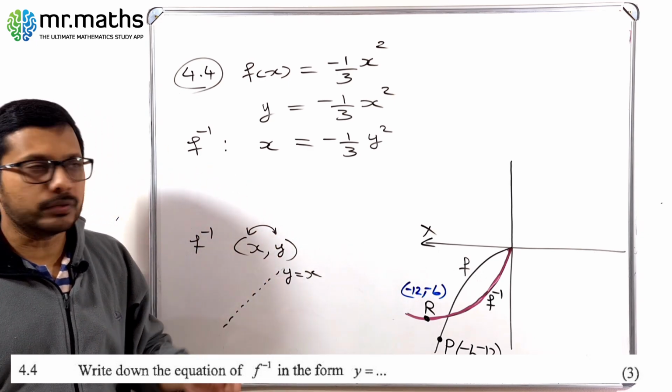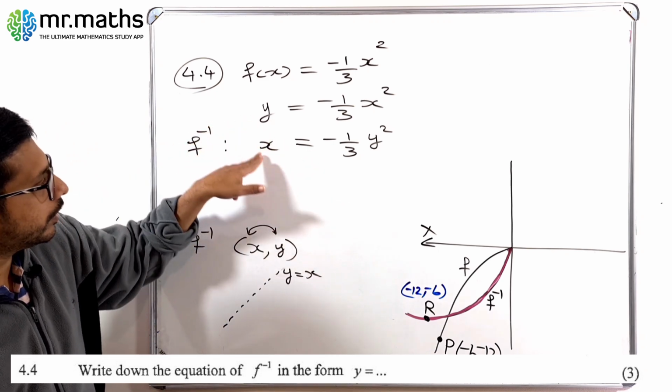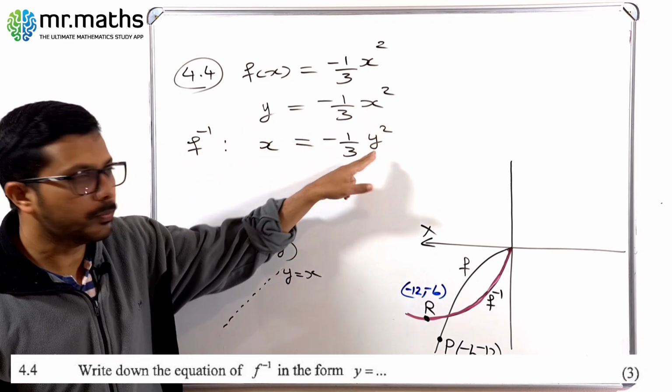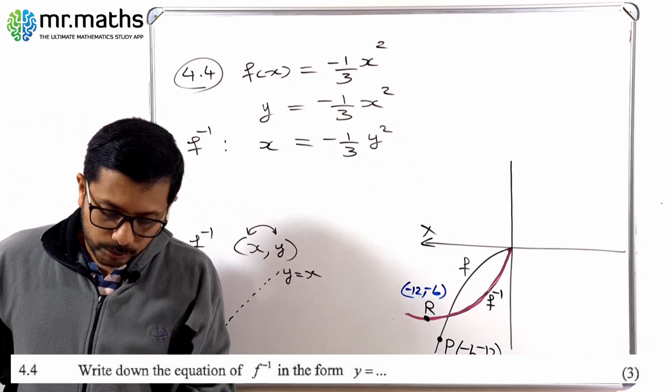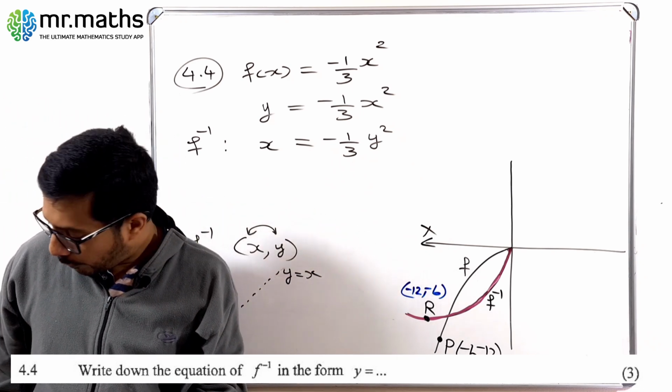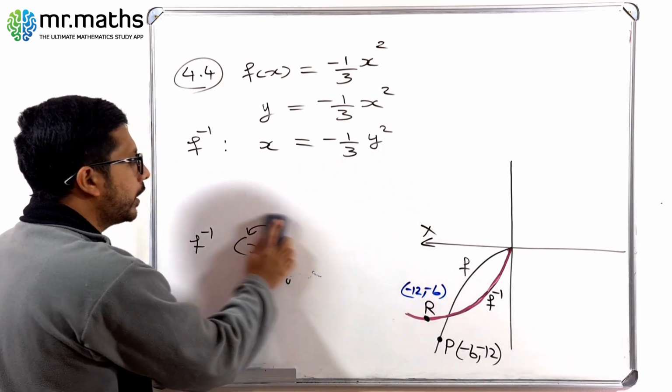You swap x and y. Now I swapped here x and y. X is equal to this, y became x. This x becomes y. So look at the question once more. They want the answer in the form of y is equal to. So our y is this one. So we have to write it in that form.